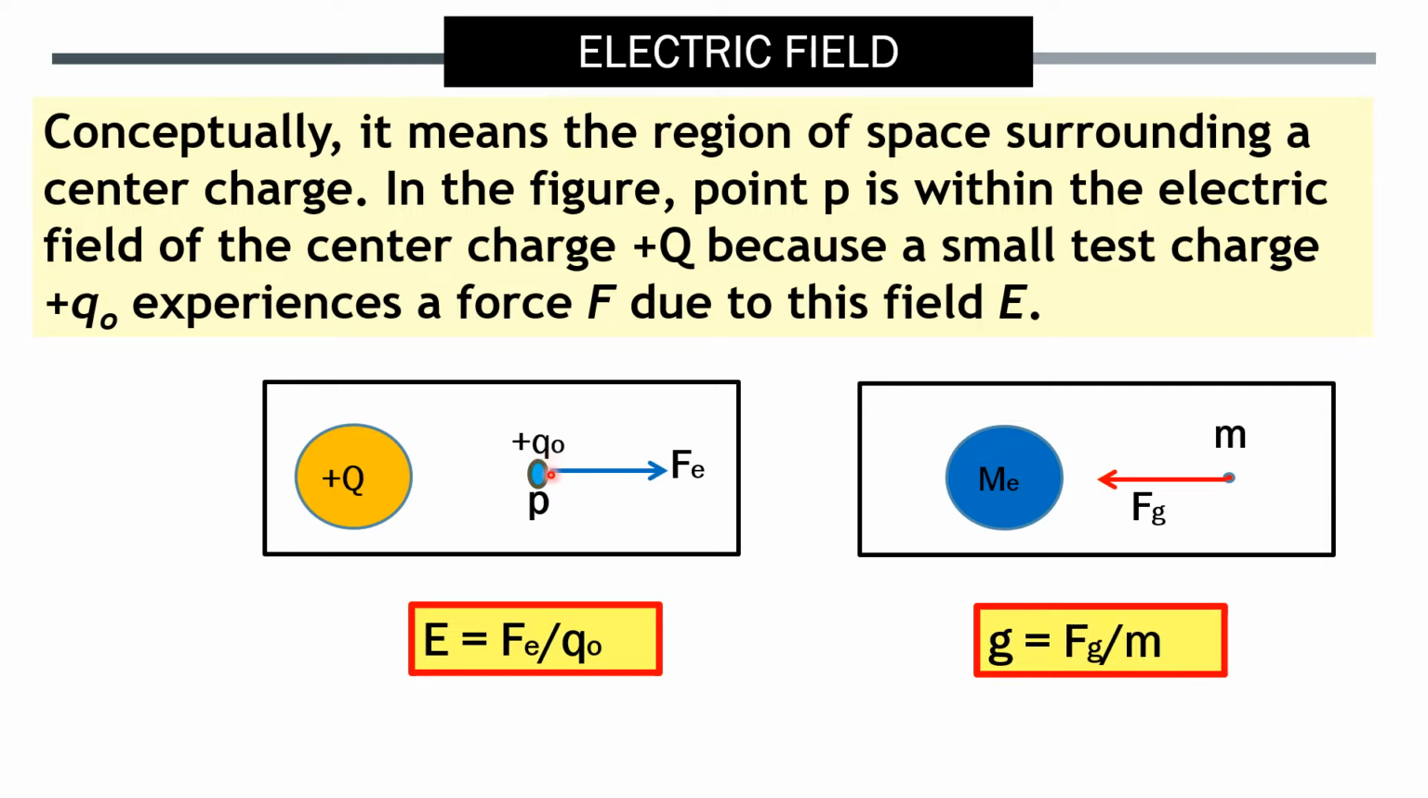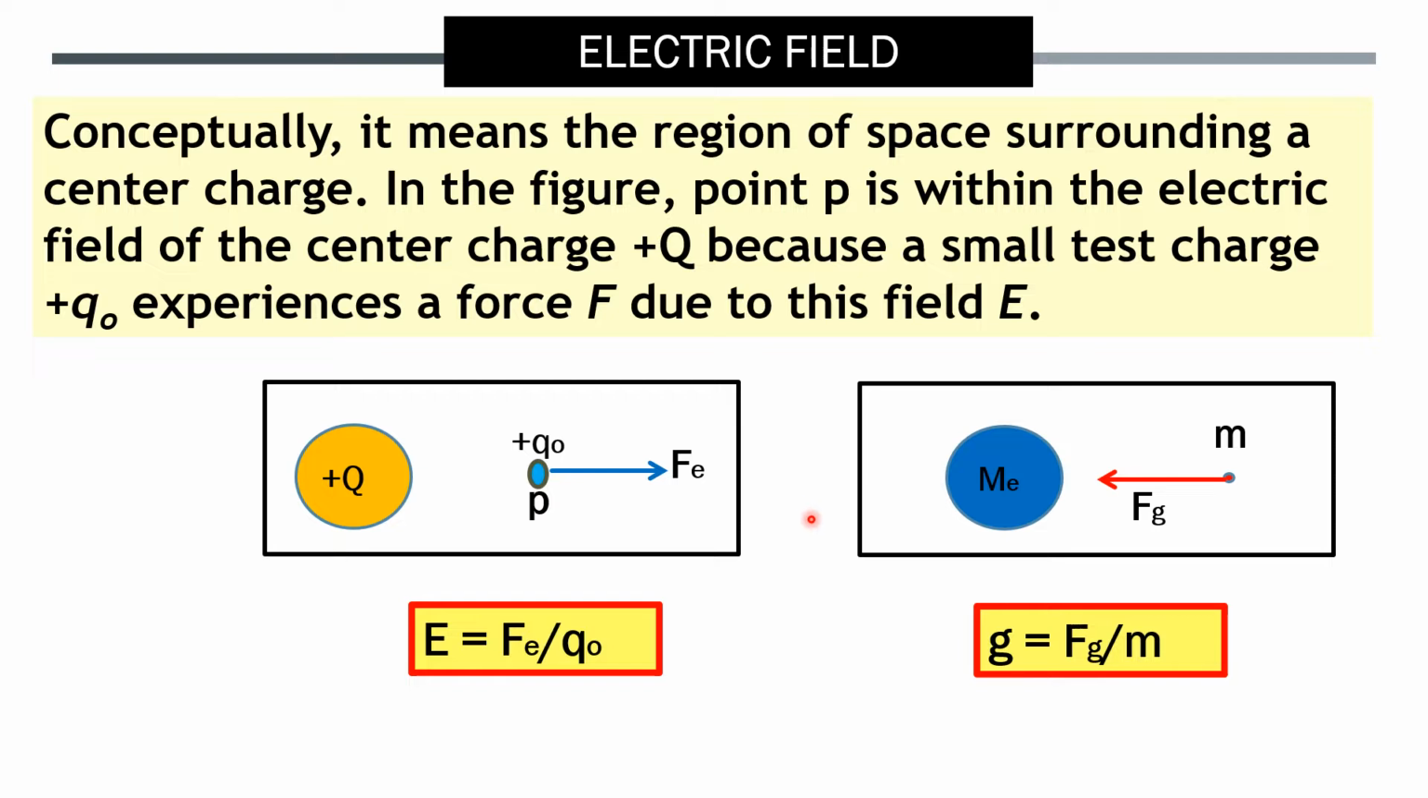Okay, we know that there is an electric field around this big Q, the center charge, because this smaller test charge experiences an electrostatic force at that particular point P. And if you divide the amount of electrostatic force that the charge experiences by its charge, then we are defining conceptually the electric field.